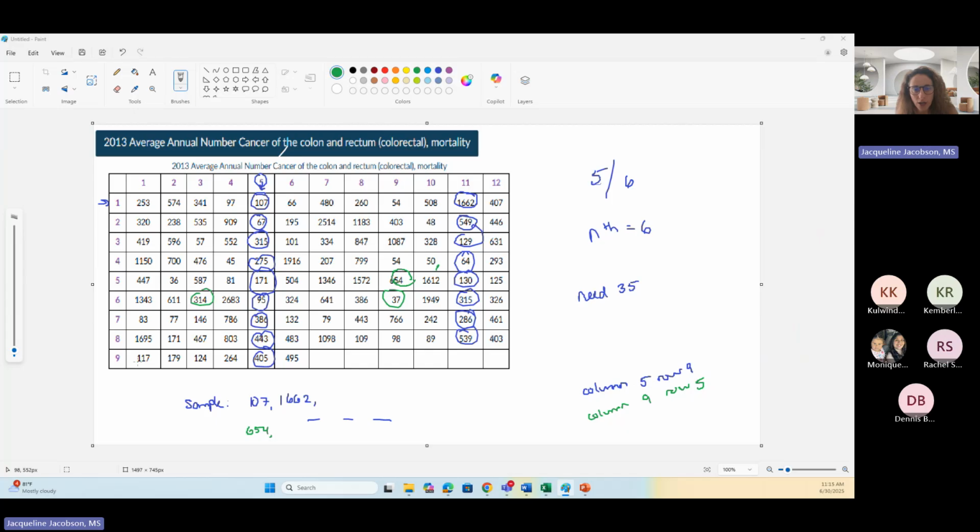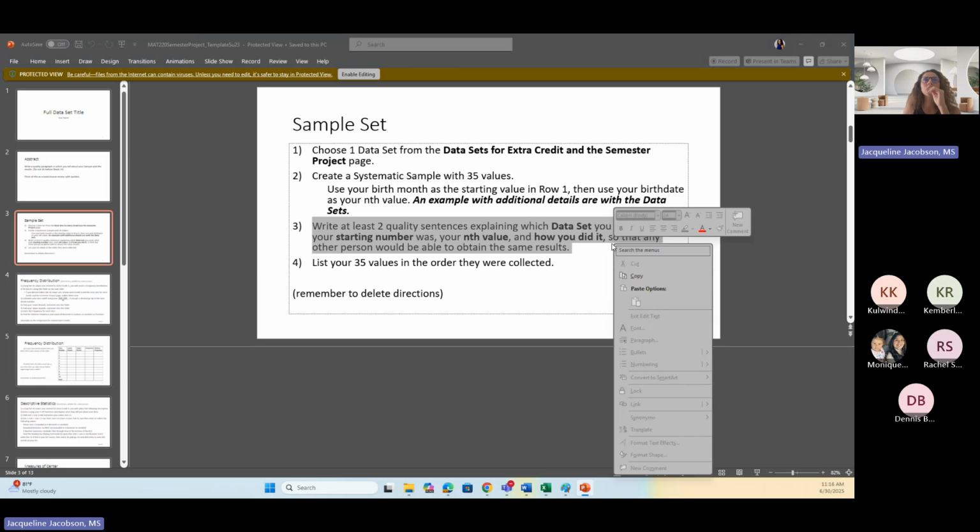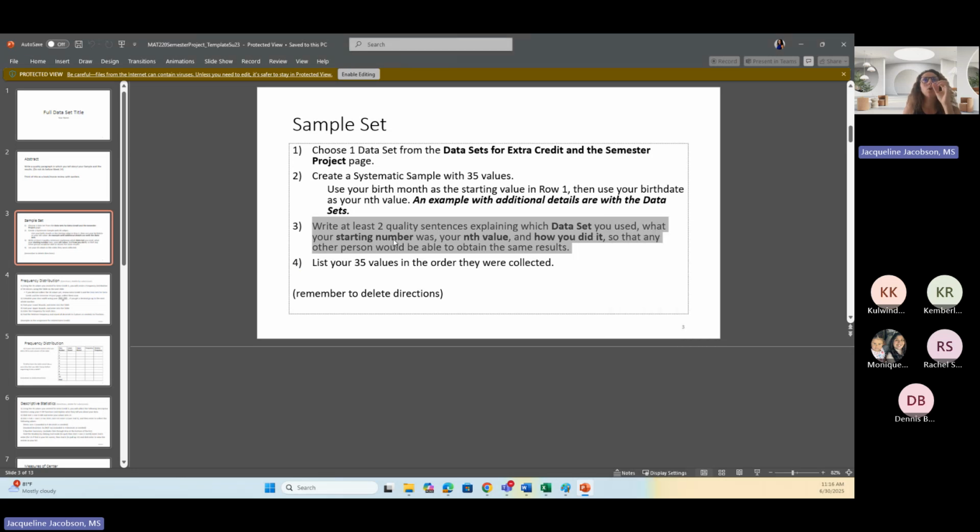So what is it that the project tells me to do on the template? It says, do your sample, write at least 2 quality sentences explaining which data set you used, what your starting number was, basically how you sampled, so that anybody reading it could obtain the same results. So if I read your explanation as to how you sampled, I should be able to get the same exact sample just by reading what you wrote. If I don't get the same sample by reading what you wrote, then you didn't write it correctly.